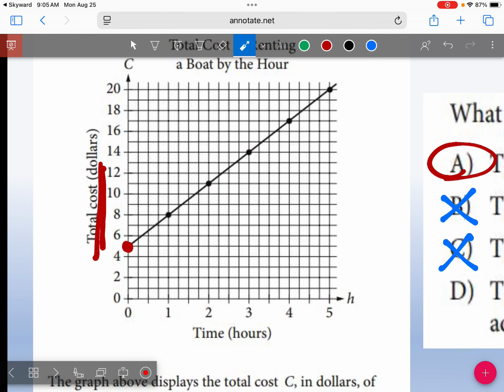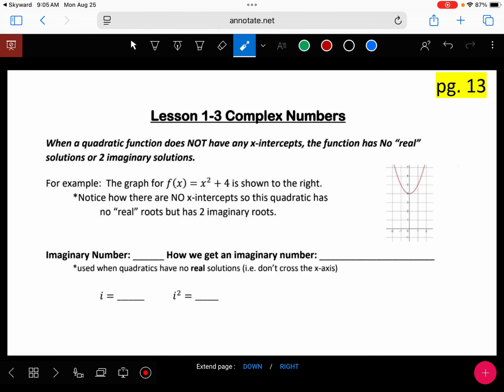All right, so now let's go to our blue packet. Let's go to page 13. In our blue packet, page 13. And we're talking about complex numbers. So what we did was we took chapter 1 and we split it in half, which is why we're still in that packet. So you took your test over the first half, and now we're going to do the second half. And I'll have to remind you, I don't know when the test is, but we have our second test coming up. It's probably a couple of weeks.